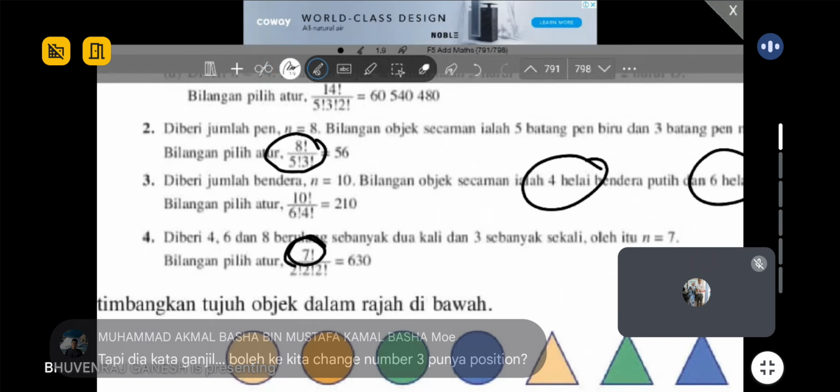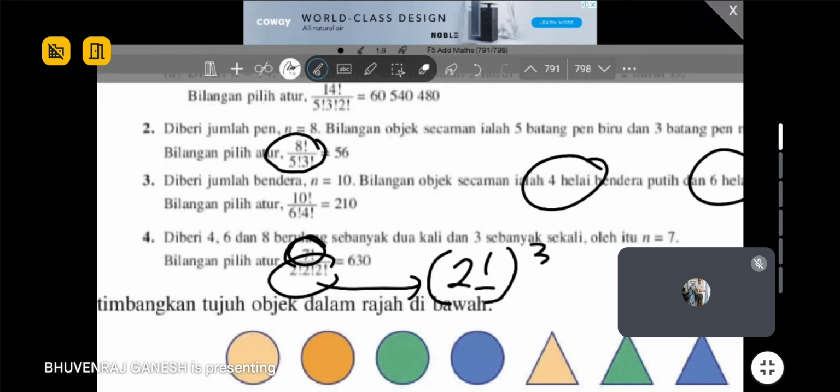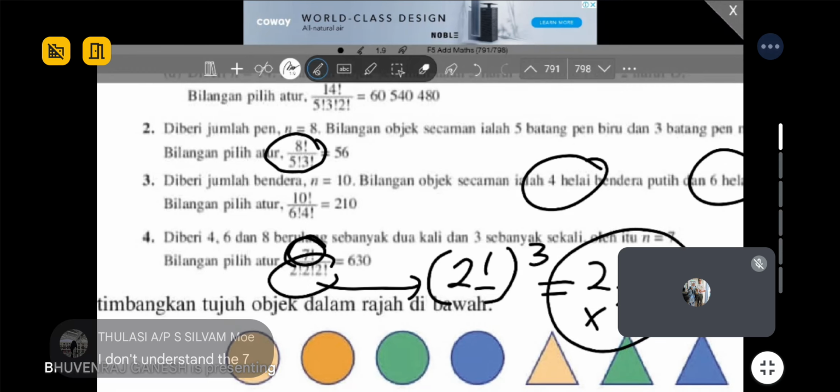So question number 4 is slightly more challenging. A lot of people won't get the 7 factorial. Tapi dia kata ganjil, bolehkah kita change number 3 punya position? Power of 3, because this one, 2 factorial 3 times. So 2 factorial power 3 is indices lah. Concept index sahaja. Means I times 3 times. So you can write like this also can.